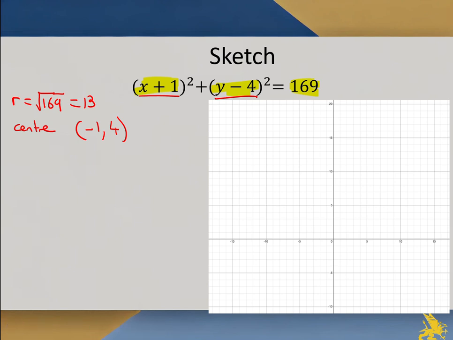So the next part is I'm just going to put the center on my graph. So the center is when x is -1, y is 4. Now I'm just going to go up by the radius of 13 to find the top, which will be 17. Just making it nice and clear. And then if I go 13 down, I should get to -9.